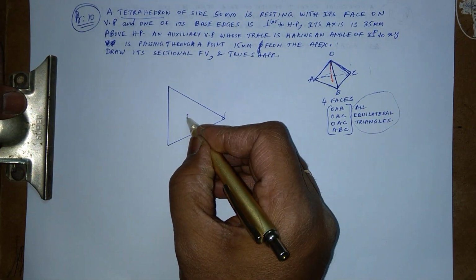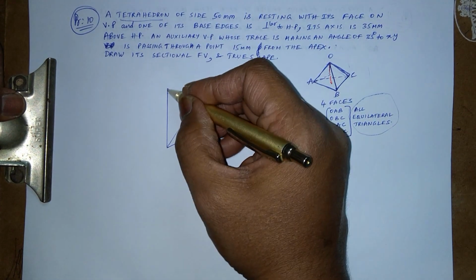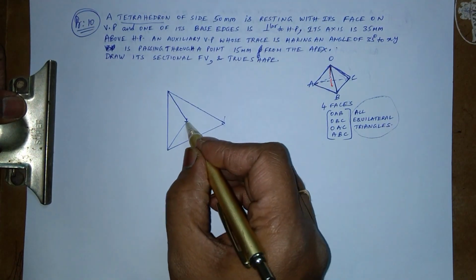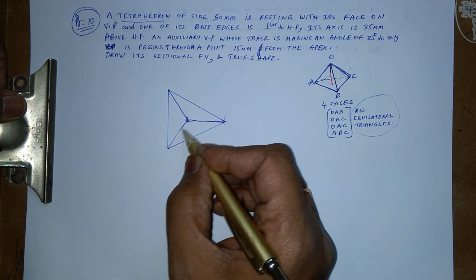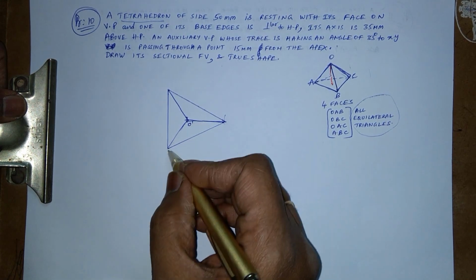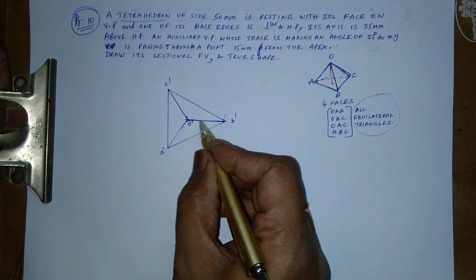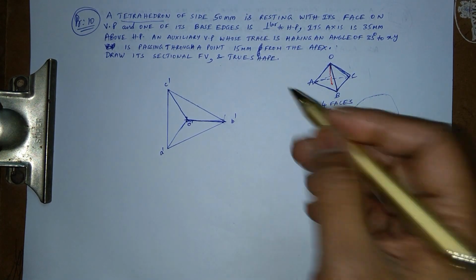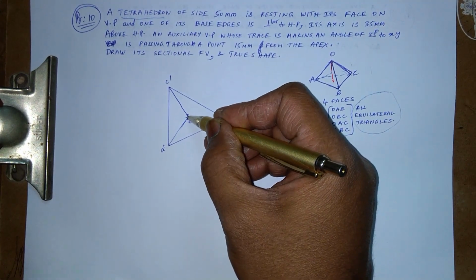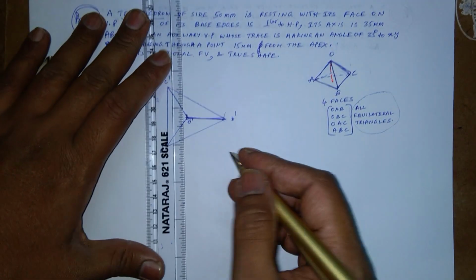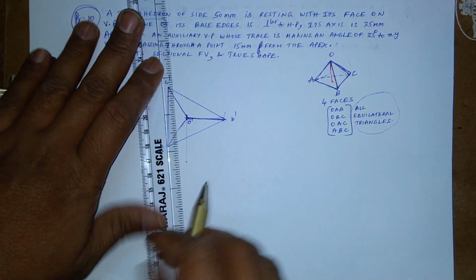So this is my central point. I'll just draw the slant edges here. Since it's a pyramid, this is O dash, this is A dash, B dash and C dash. So this is basically parallel to XY line. Now he's saying its axis is 35 mm above the HP. The axis would be this central point. So from here till here 35 mm, I'll just draw one line here. This is the projection line of the axis.